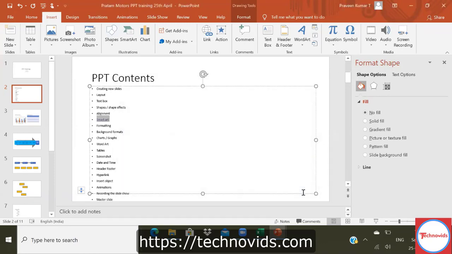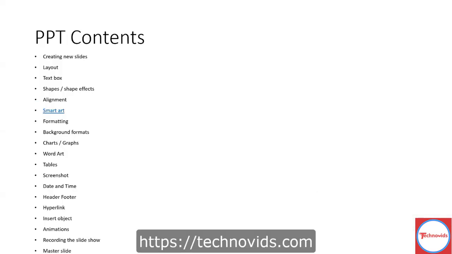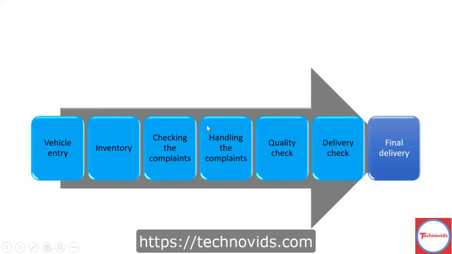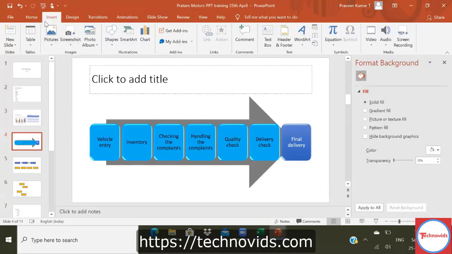What is the shortcut key for viewing the slideshow? Shift F5. Okay, so when I'm presenting it, I just need to go and click here on SmartArt. It will go to that slide. Got it, right? Any question you have now? You should have.